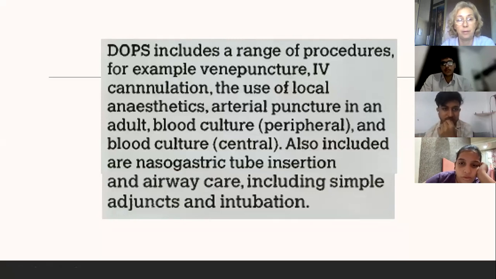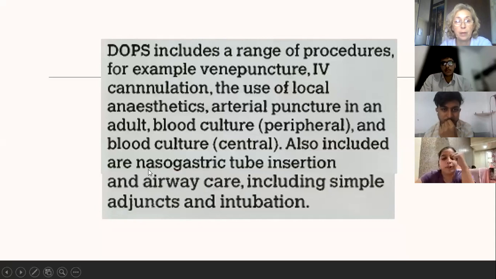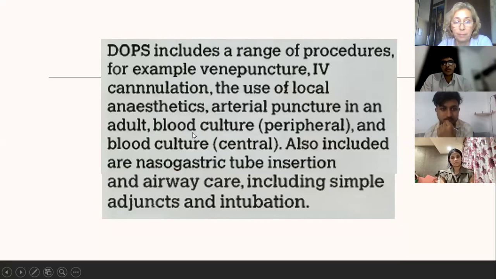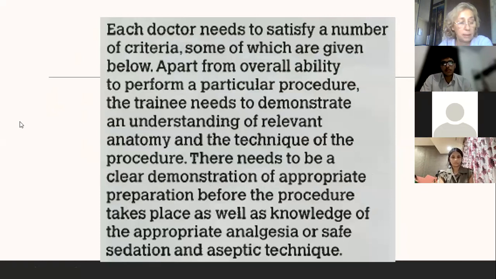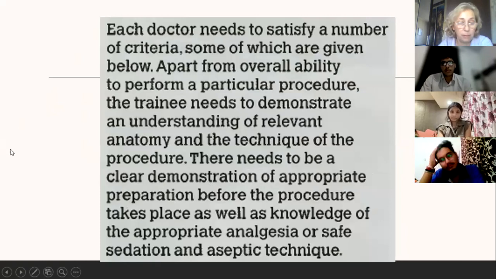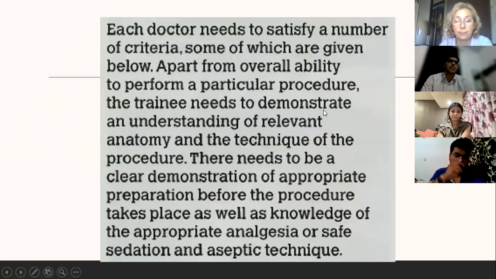Ma'am, the use of local anesthesia. Cannulation, okay. And you know about these procedures more than me. Stick method for compartment syndrome as well. Okay, let's move on and listen to who else. Let's listen to Aman now, please.